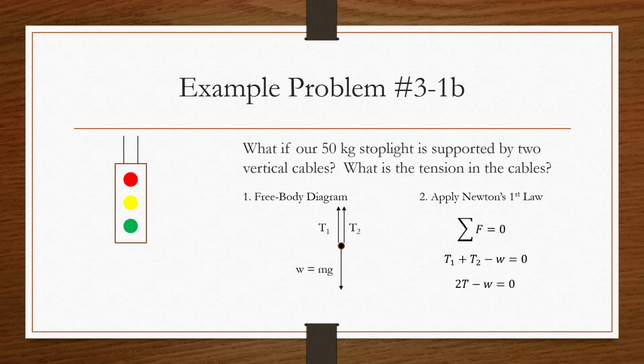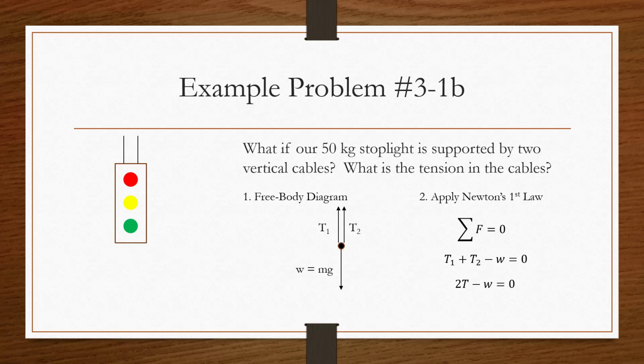And so when I apply Newton's first law, I'm going to say sum of forces equals 0. So T1 plus T2, those two forces acting in the same direction, minus W equals 0. And what I'm going to say about T1 and T2 is they're probably equal to one another. The reason is there's nothing to suggest that one of these is bigger than the other one. In fact, if we think about something being supported by two cables, it'd be logical to assume if those two cables are vertical that they both have the same tension or force acting on them.